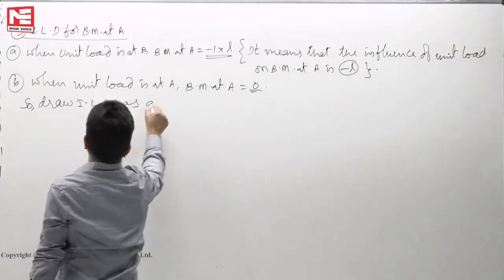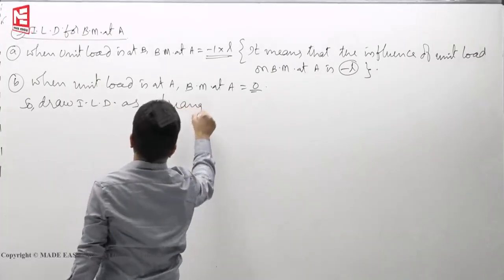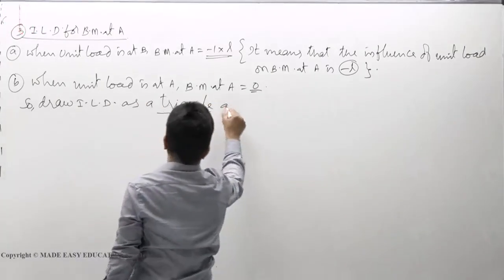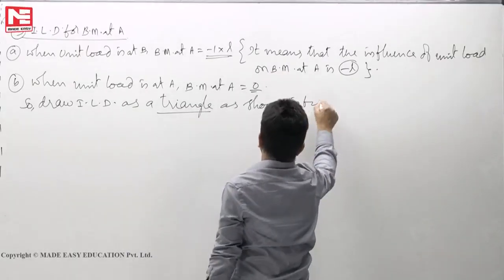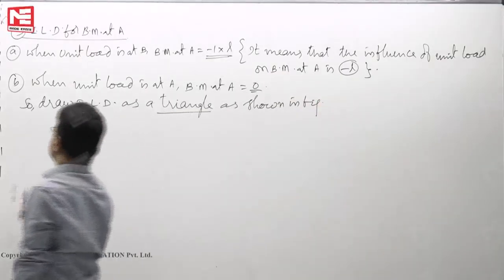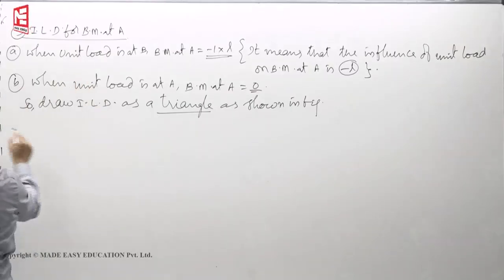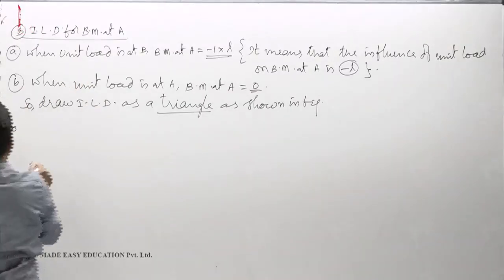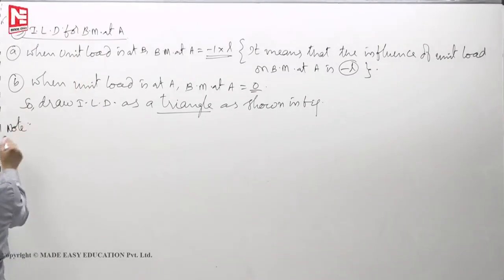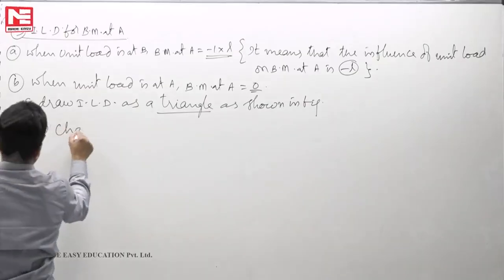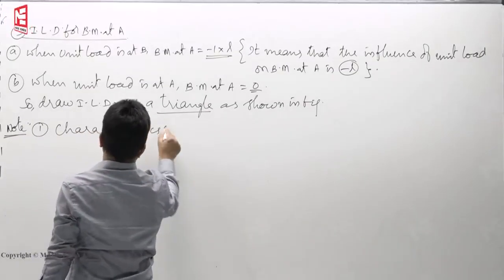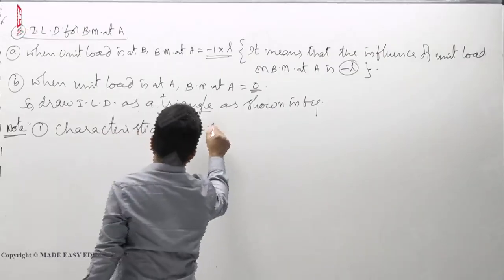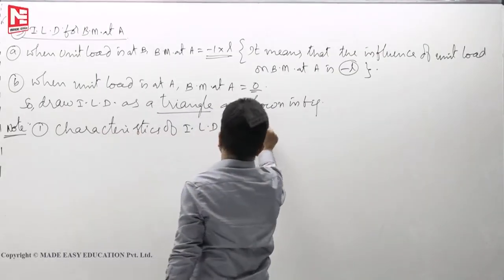So draw the ILD as a triangle, as shown in the figure. But even for a simple case, we need to write it two times. So what Muller said we have to see. First point is the characteristics of the ILD for bending moment at A.